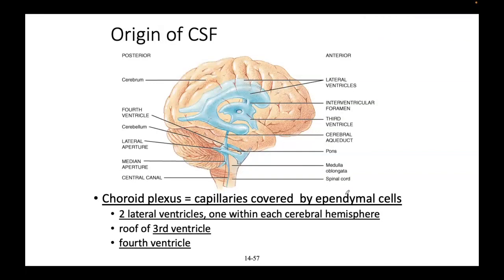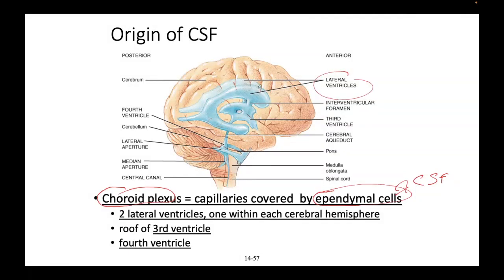Okay. Now, when we look at the origin of the CSF, remember the origins, what's producing it, it's produced in the choroid plexus. But the choroid plexus is just a group of capillaries that are covered by ependymal cells. So it's these ependymal cells that are producing the CSF, and they're located in the choroid plexus.